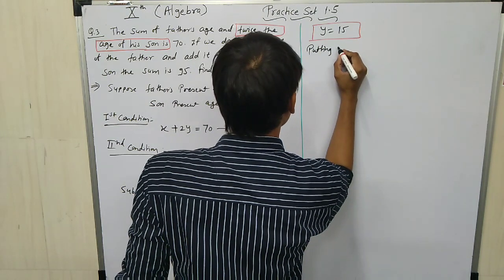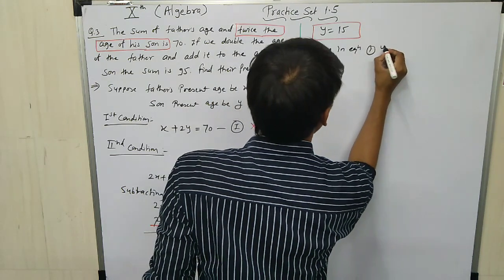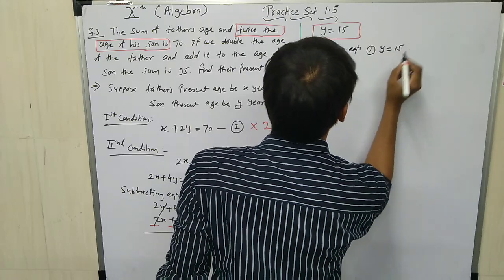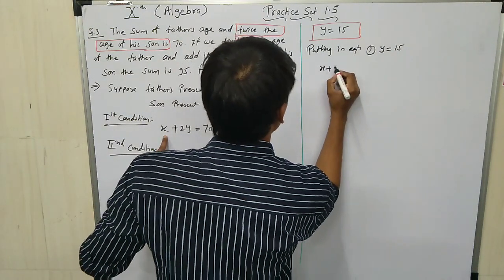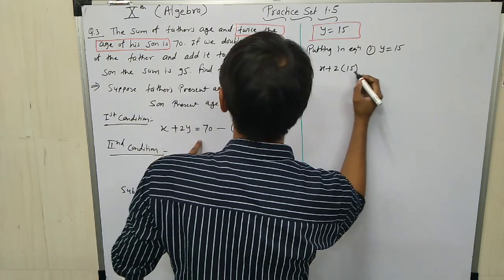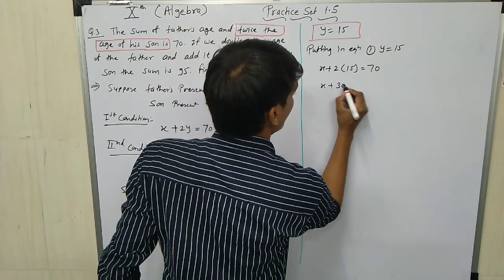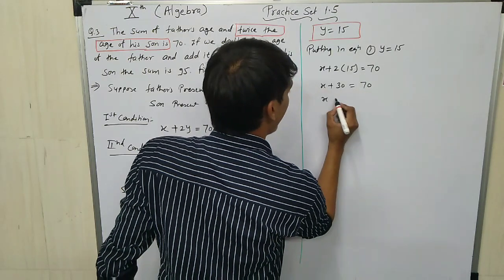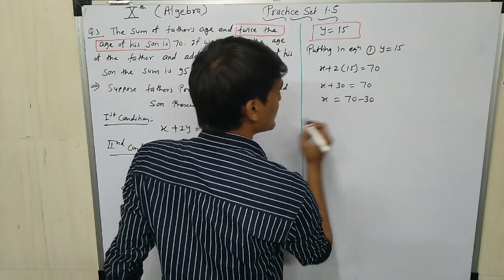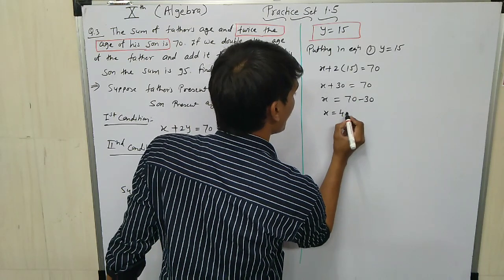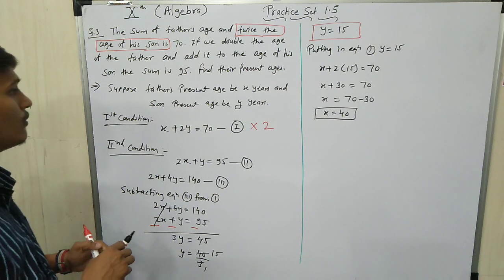Putting y is equal to 15 in equation 1. X plus 2 times 15 is equal to 70. X plus 30 is equal to 70. X is equal to 70. Here it is plus, so here what will come? Minus 30. X is equal to what? 40. X is equal to 40.